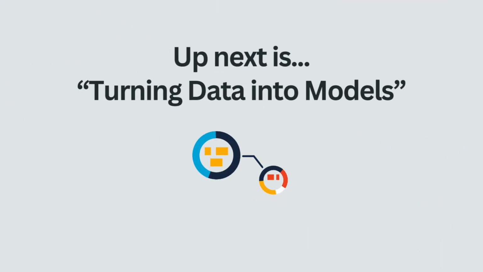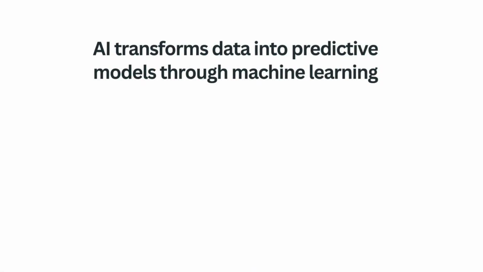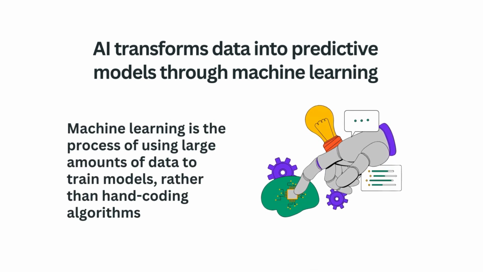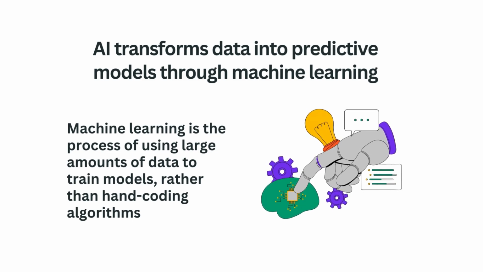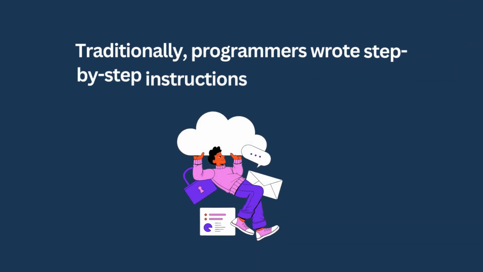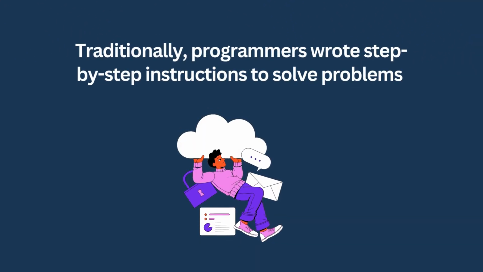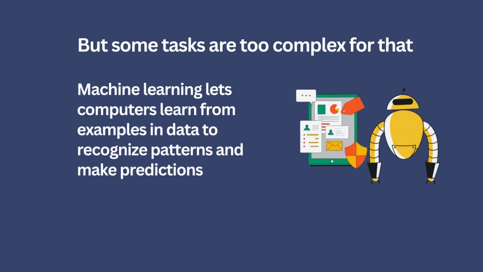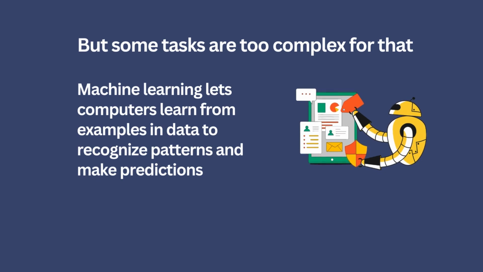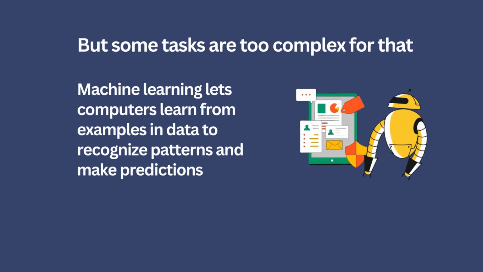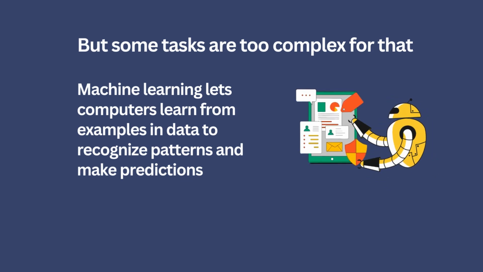Let's now review the role of machine learning and data in AI. AI transforms data into predictive models through machine learning. Machine learning is the process of using large amounts of data to train models, rather than hand-coding algorithms. Traditionally, programmers wrote step-by-step instructions to solve problems. But some tasks are too complex for that. That's where machine learning comes in. Machine learning lets computers learn from examples in data to recognize patterns and make predictions.